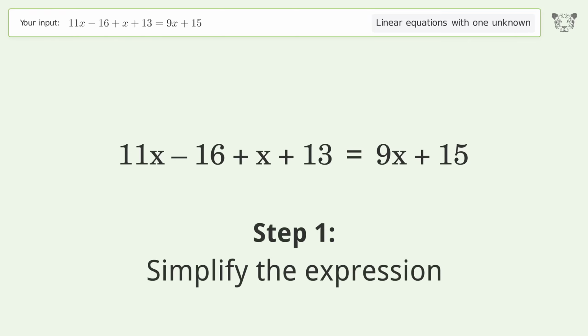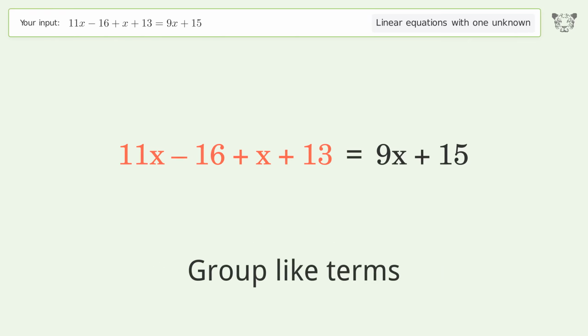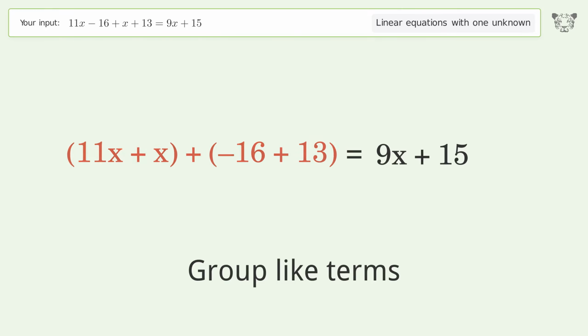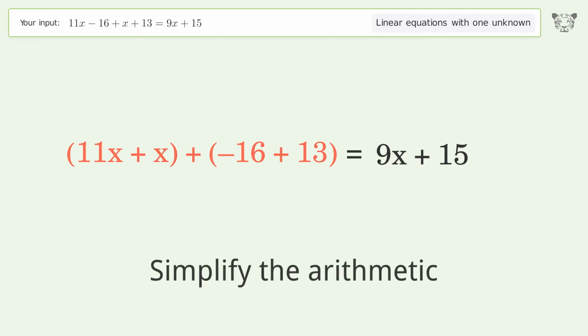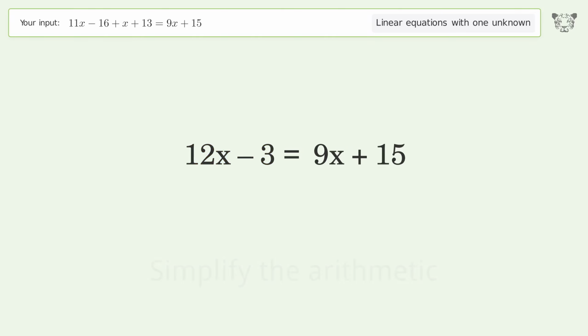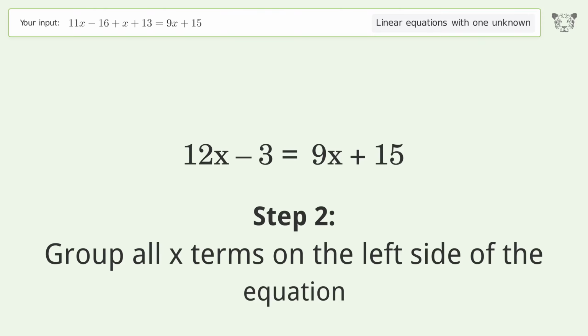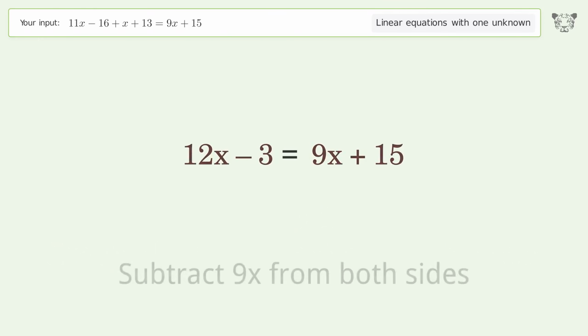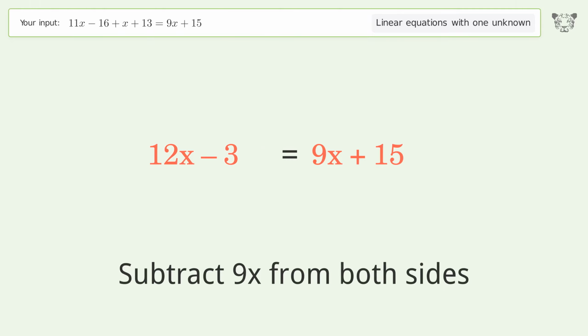Simplify the expression. Group like terms. Simplify the arithmetic. Group all x terms on the left side of the equation. Subtract 9x from both sides.